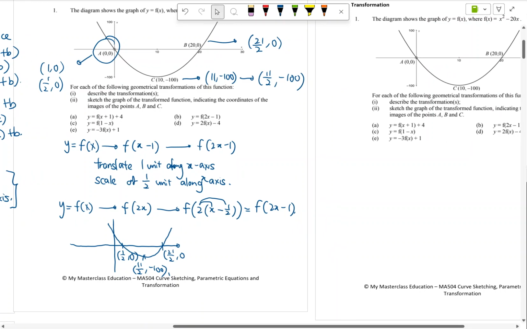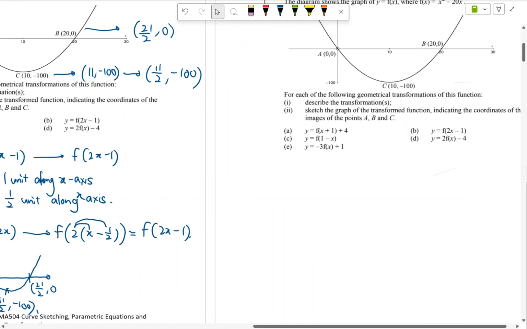Okay, so this part is very important for translate. Always translate before scale if you are doing it on the inside. If you have to do scale before translate, then be careful when you introduce the constant there, plus whatever, minus whatever, the constant in front of the a will affect the whole thing.